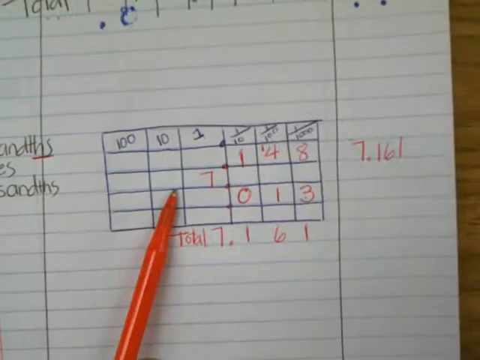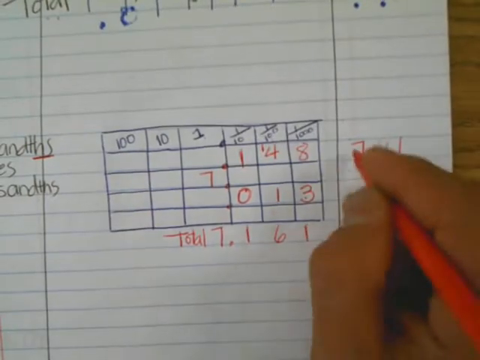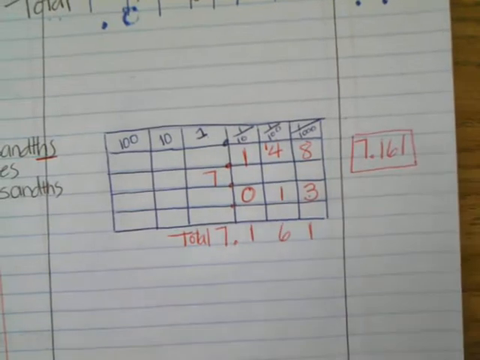And that's how you add decimal numbers using units, a place value chart, and getting the correct answer.